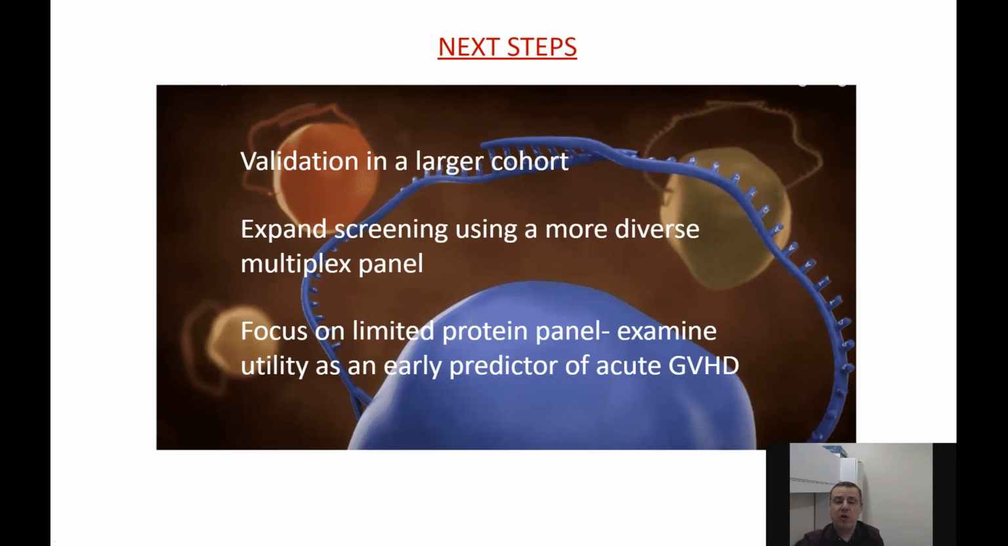So next steps regarding our research is validation, of course, in a larger cohort, which is something that is currently underway. We have added patients to our cohort, and we would like to investigate further, looking at a larger, more extensive Olink panel involving 3,000 proteins. Ultimately, we would like to focus on a limited custom panel where, having identified some proteins of significance, we can use them as an early predictor of acute GVHD that can be widely applicable, not just in our cohort, but in multiple transplant centers as well.